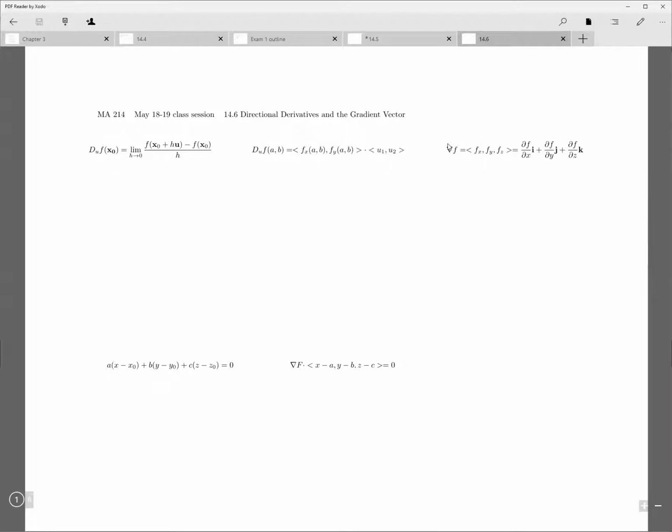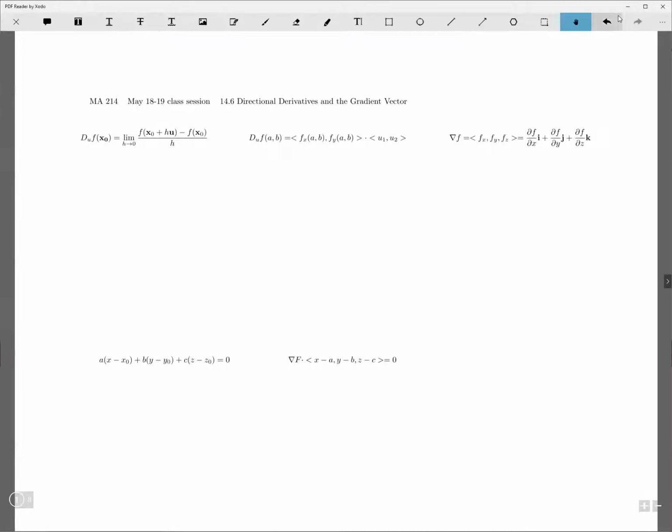Okay, so first of all, a little bit of introduction. This is technically the definition of the directional derivative, okay? So this is the definition. This means directional derivative, okay? But this is in reality how you calculate it.